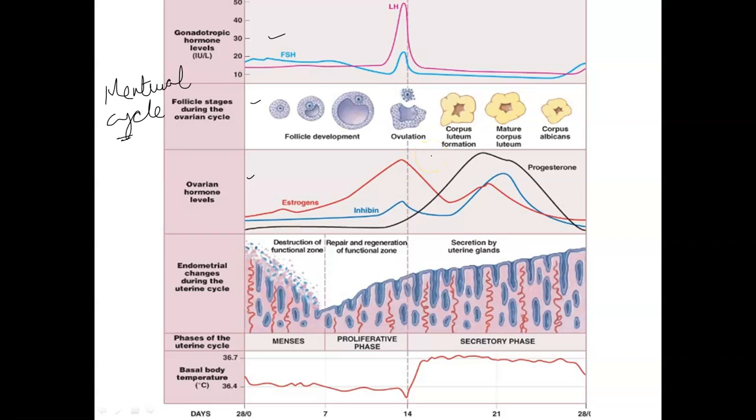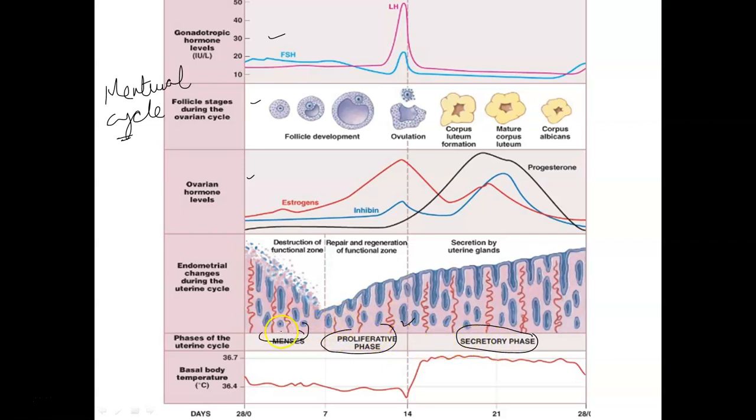The different phases include the menstrual phase, then the proliferative phase, and the secretory phase, which is also known as the luteal phase, because the corpus luteum secretes progesterone at this time. In between, one very important event occurs, that is ovulation. So if we include ovulation, then there are 4 phases. If we do not include it, then we can write 3 phases.